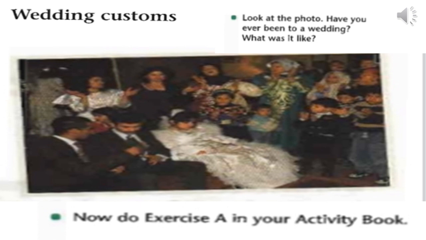So, look at the photo in front of you. What can you see? In this photo, there are people. There is a bride, groom, and the people around them, maybe their family and friends. So, have you ever been to a wedding before? What was it like? So, I want you to think about these questions and to try to answer them. Then I want you to move to exercise A in your activity book.